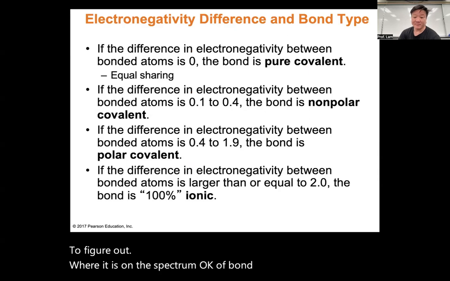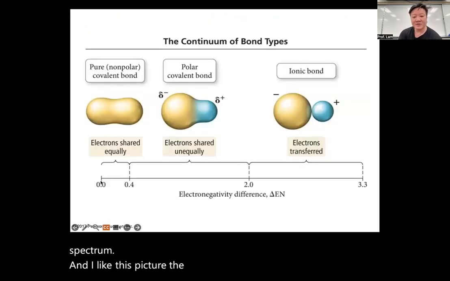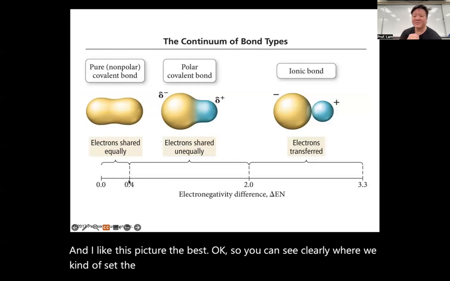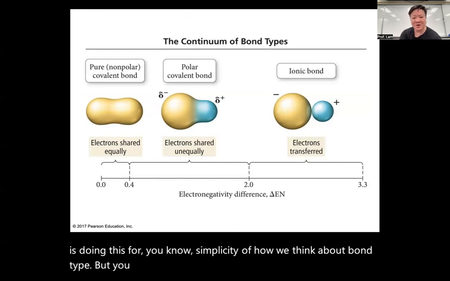So there is a spectrum, and I like this picture the best. You can see clearly where we set the boundary. Remember, this is kind of arbitrary. We're just doing this for simplicity of how we think about bond type. But this is a whole spectrum. This is how nature is.